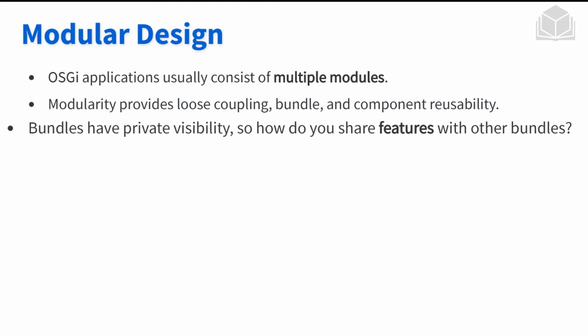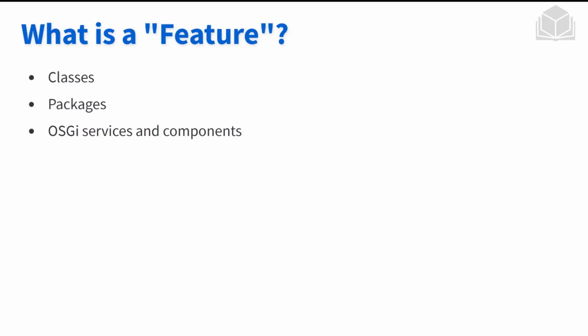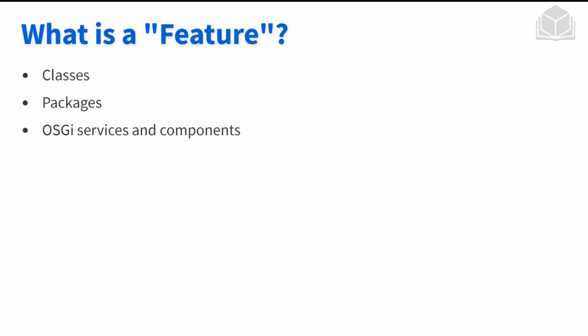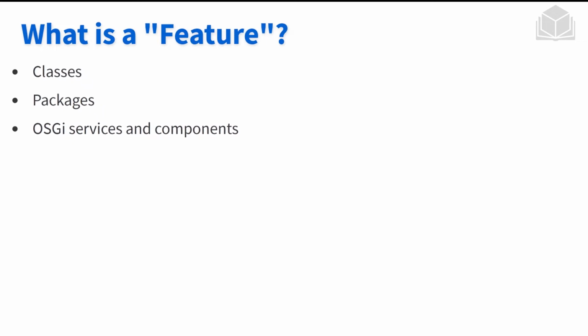Let's first talk about features. When we think about features, we typically think about something like functionality or some sort of thing that is being done. When we're talking about features here in this discussion and sharing features, we're talking about sharing things like classes, packages, OSGi services, and components. We know that all of these things are ultimately going to be a part of a feature, but this is what we mean specifically when we say a feature.